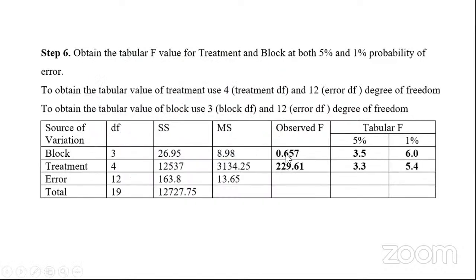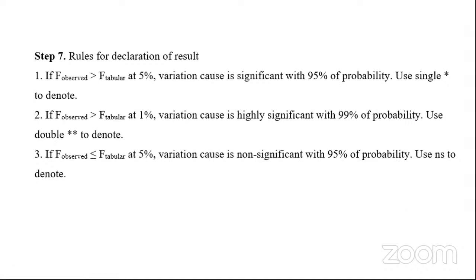Now you need to compare the observed F value with the tabular F value, and for comparison you have some rules. If our observed F value is greater than the tabular F value at 5%, the variation is significant with 95% probability. Such a result we can denote using a single star.